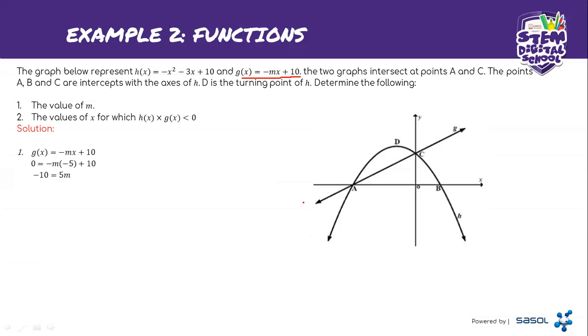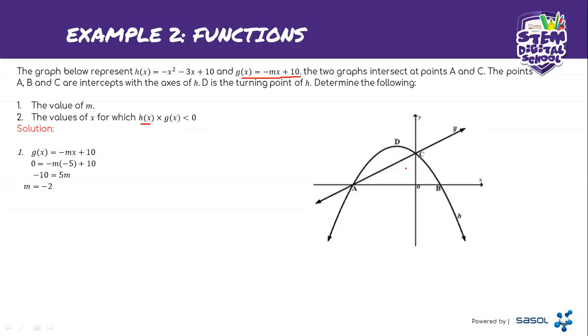And then you can see from this one, we have taken the point A, where y is 0 and x is -5. And then you just transpose the 10, this side is going to be negative. Then you're going to divide both sides by 5. Then the answer for m is -2, right? It's -2.